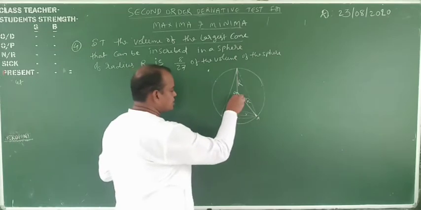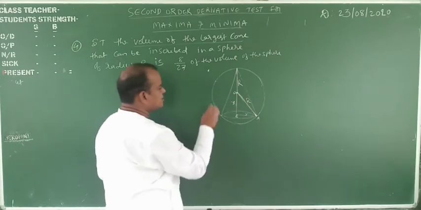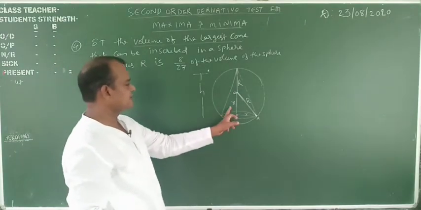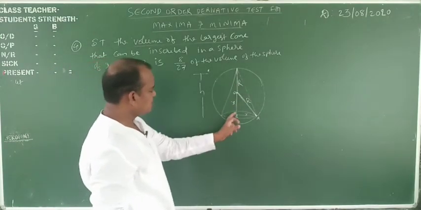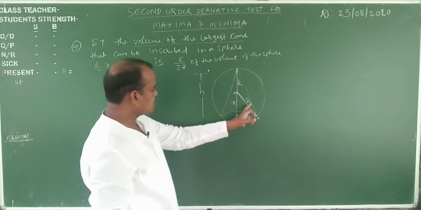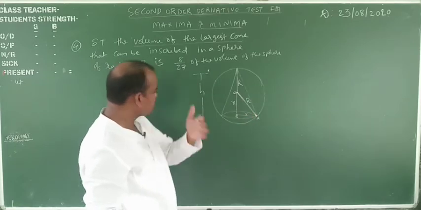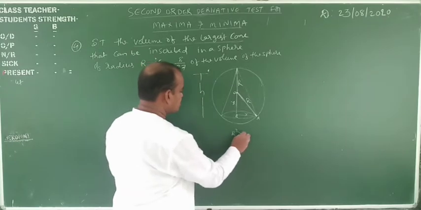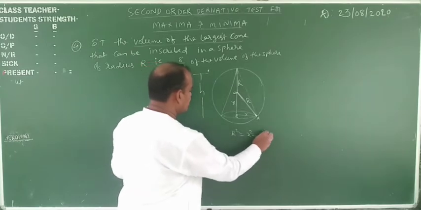Suppose this height is x. The total height is h. Now h is equal to R plus x. In this triangle, from this triangle, observe that capital R square is equal to x square plus r square.